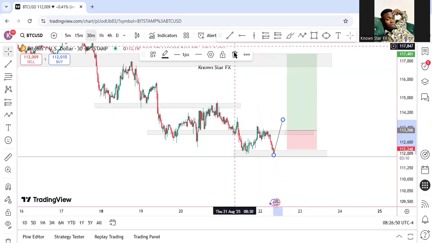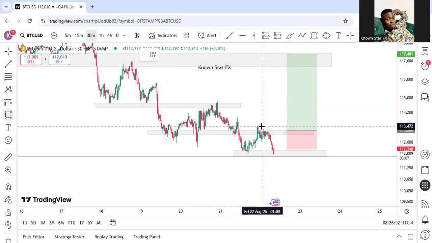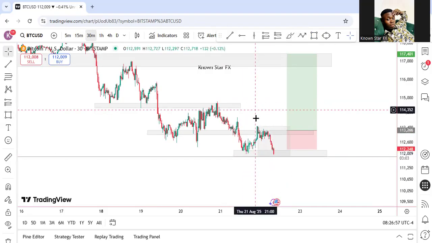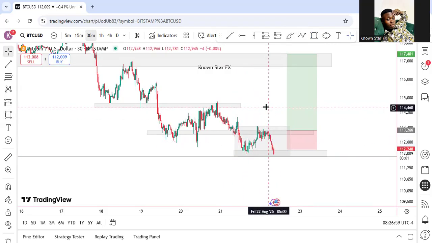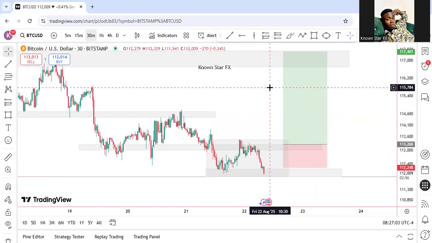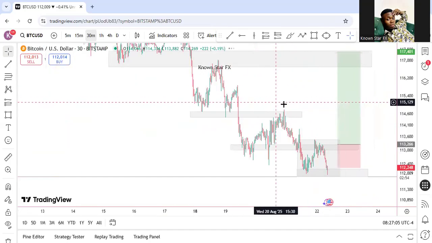Now let me draw that up for you. Right here we have a swing high, and right here we have a swing low. So either break to the top side or to the downside, expect a retest and follow suit. So that's basically what we are expecting on BTC.